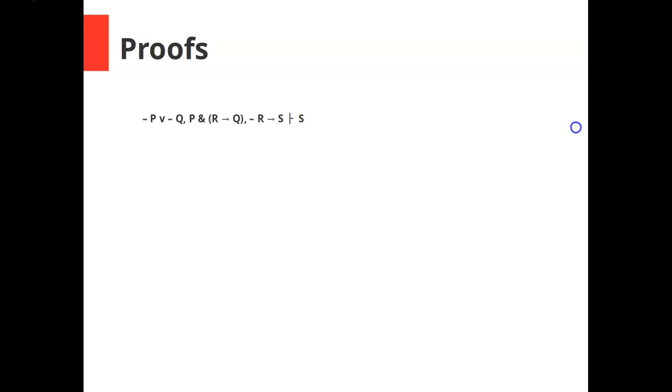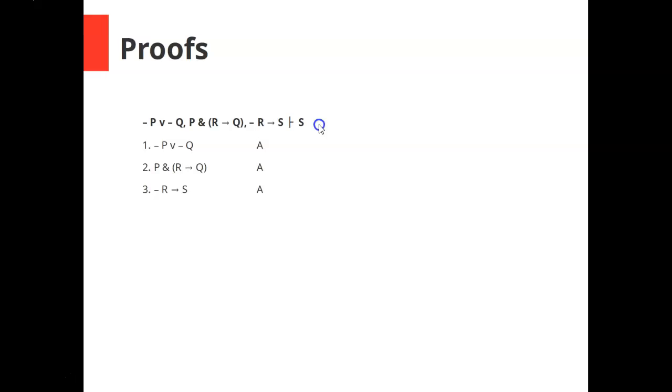Here is another example. We will list out our assumptions. We have a disjunction, we have a conjunction, and then we have a conditional. And we're trying to end up with just S.